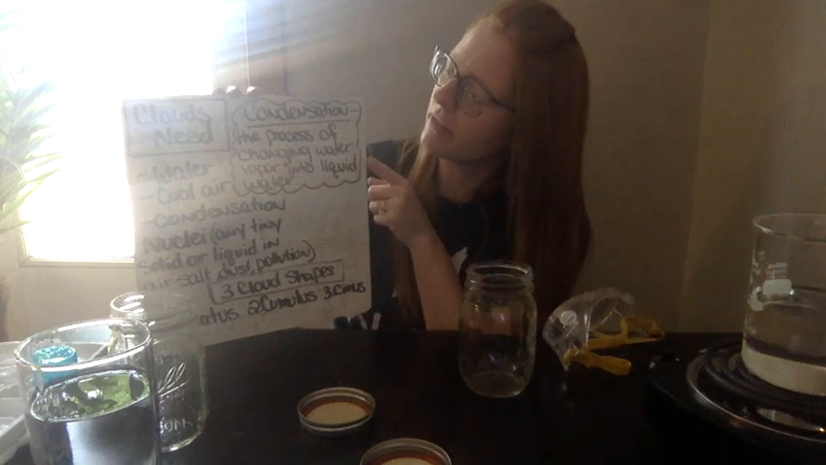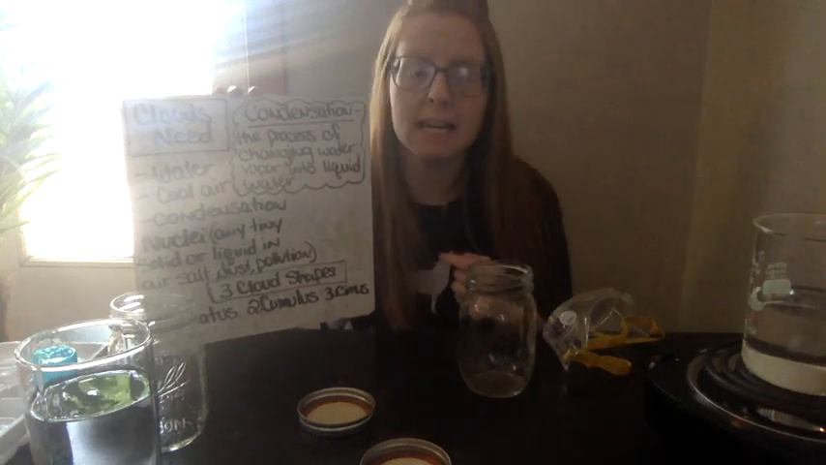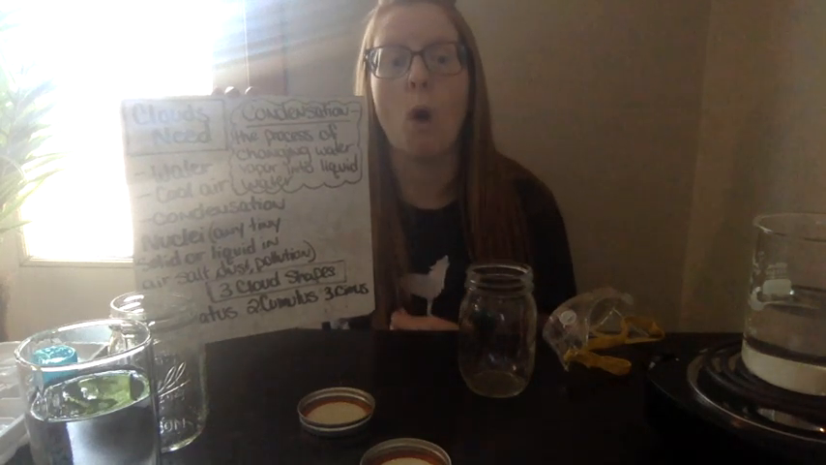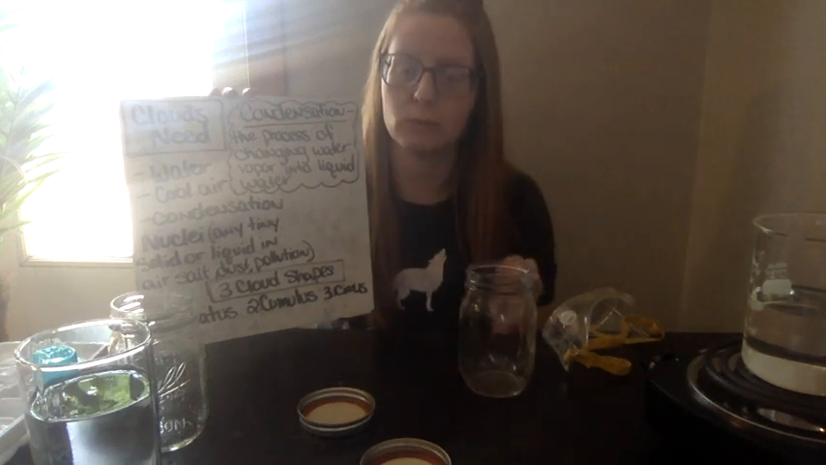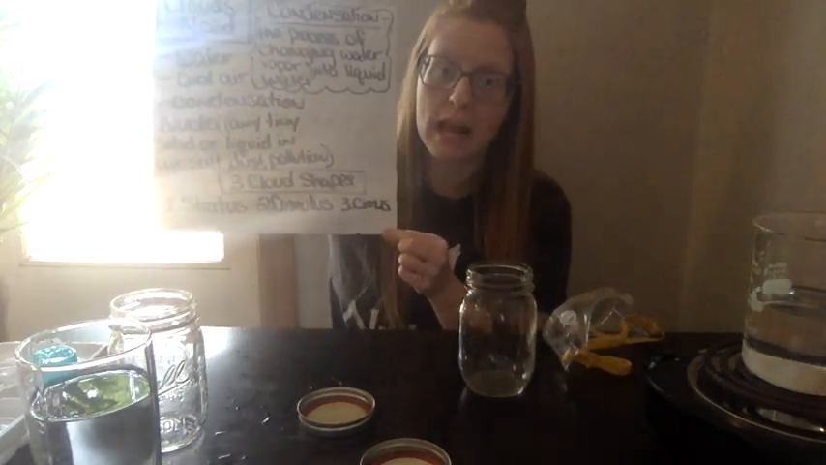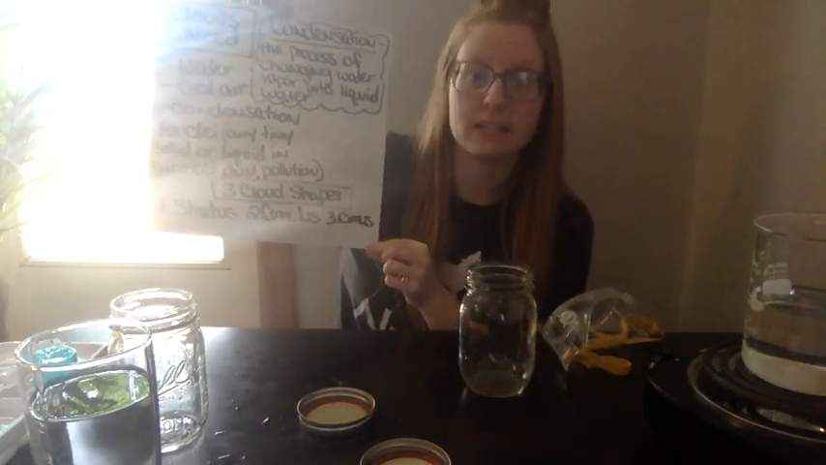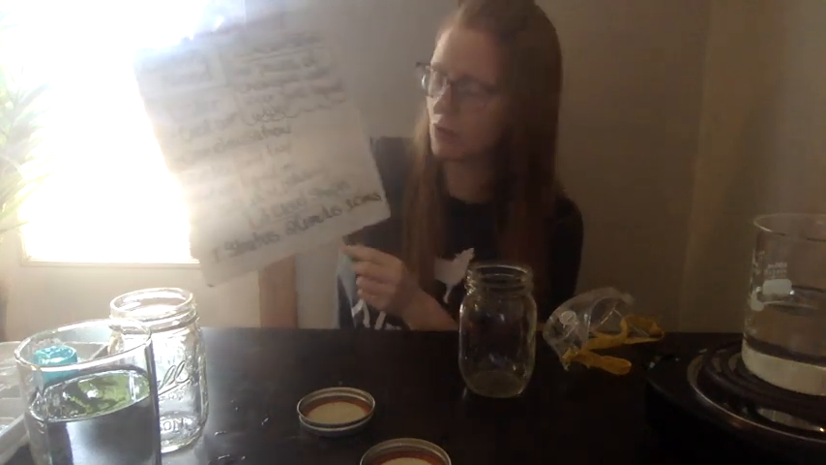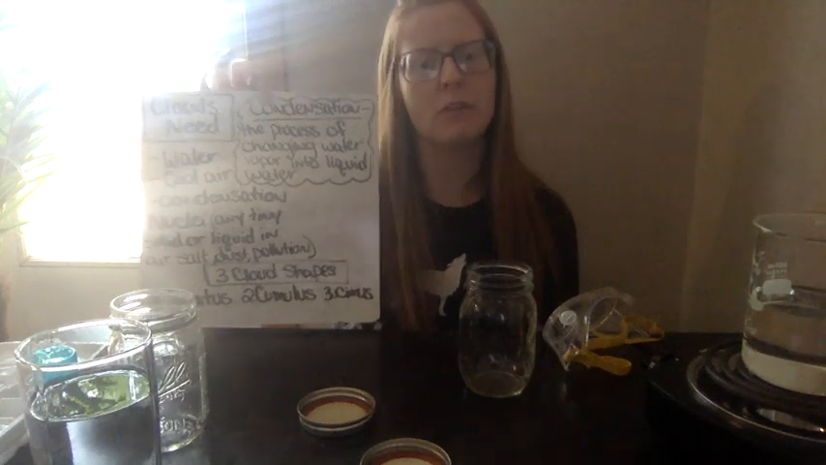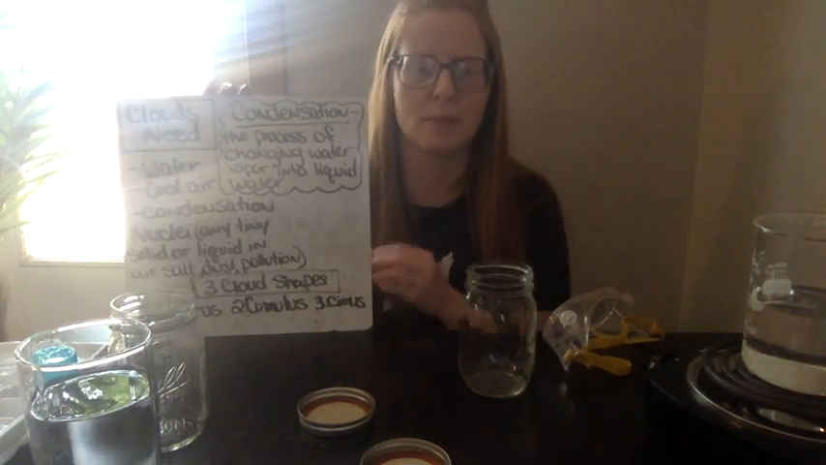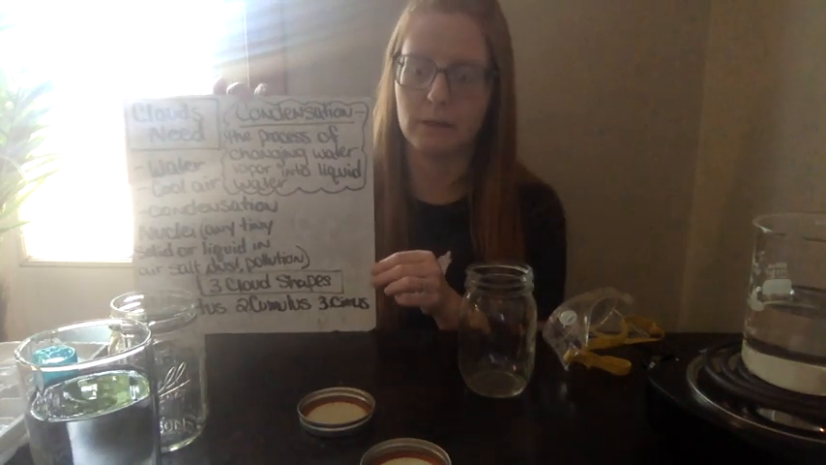Let's review what the term condensation means. Condensation is the process of changing a water vapor into liquid water. So it's that gas state to the liquid state with water. And finally, there are three shapes of clouds: stratus, cumulus, and cirrus clouds. Okay, so those are the three types of cloud shapes that you will see. And you've probably heard about those different types of cloud shapes in previous grades before.